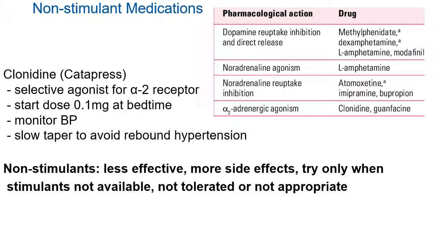Now, this next medication, which is an alpha-2 agonist, is probably never going to be the answer to any questions regarding treatments. However, it is important to know what it is. It is normally used for hypertension, but it can be used for ADHD. It's less effective, has more side effects, so it should only be tried when stimulants are not tolerated or not available.